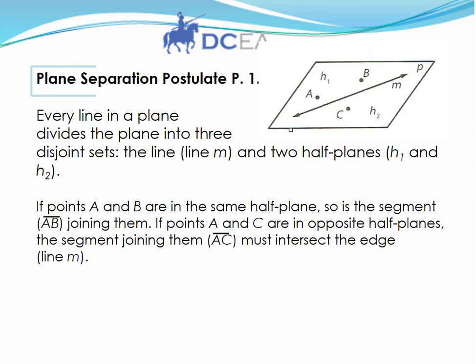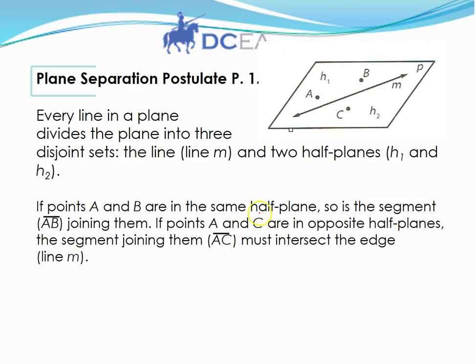The plane separation postulate: every line in a plane divides the plane into three disjoint sets, the line itself and two half planes. This should be starting to sound very familiar now. So line M divides plane P into two half planes. They are three disjoint sets.